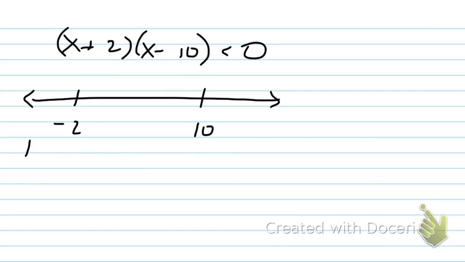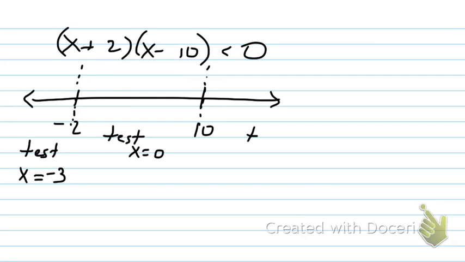To figure that out, we're going to test a value from each region. Something not negative 2, something not positive 10: something to the left of negative 2, like negative 3. Something between negative 2 and 10, say 0. Something to the right of 10, like 11. When we test them, we can plug them into the original inequality or into the factored form.